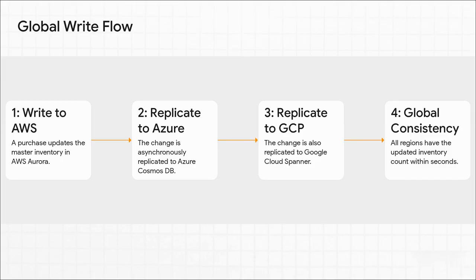Our other cloud providers are listening in on that bus. So the new inventory count gets replicated to Azure's Cosmos DB in Europe and to Google Cloud Spanner over in Asia. And that right there is the core pattern. One primary spot for all the writes, the actual purchase, and many replicated spots for all the reads, people just browsing the inventory. It's how we get both consistency and that incredible speed.